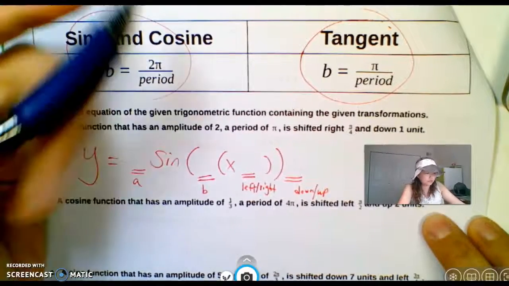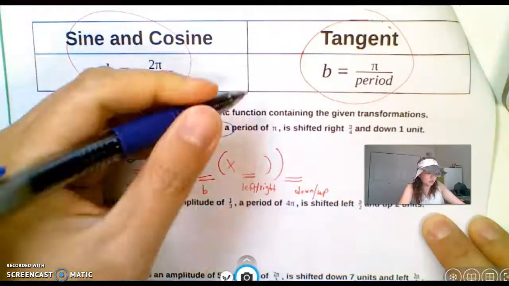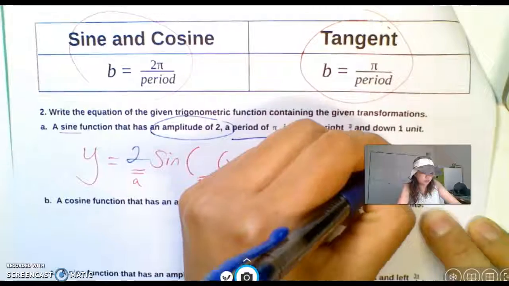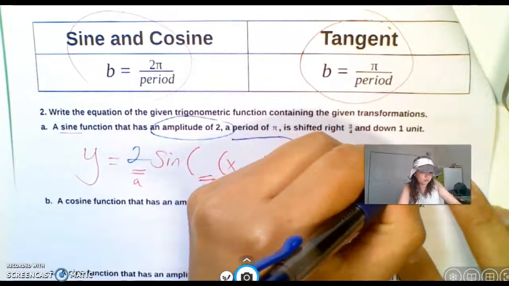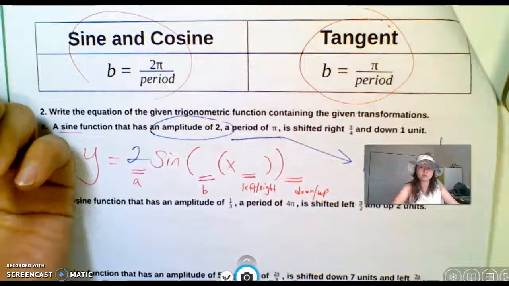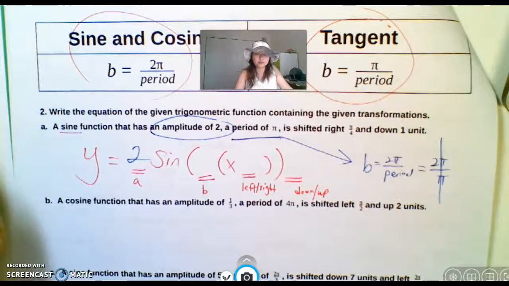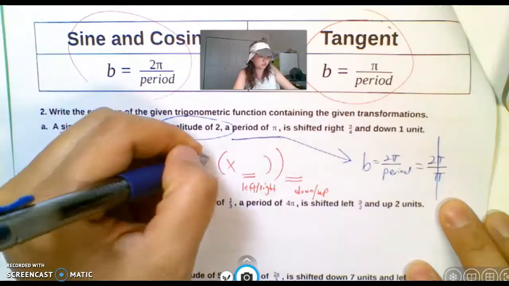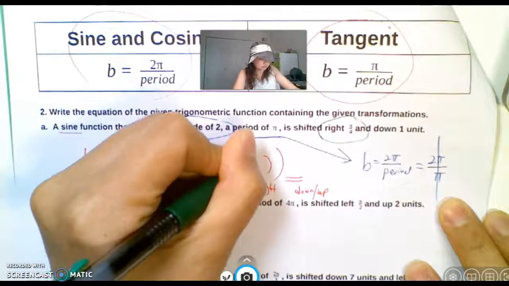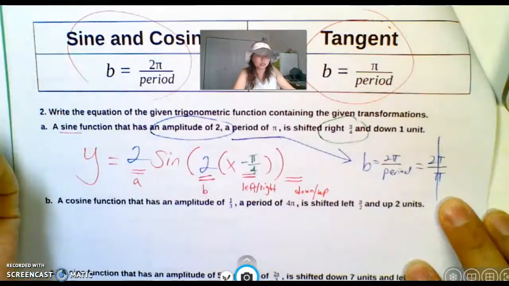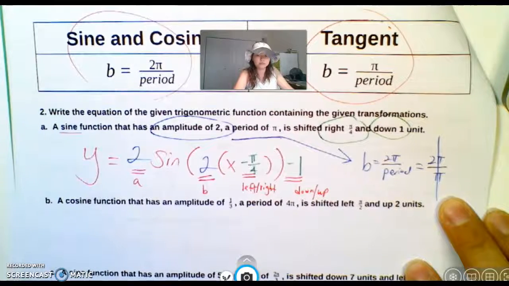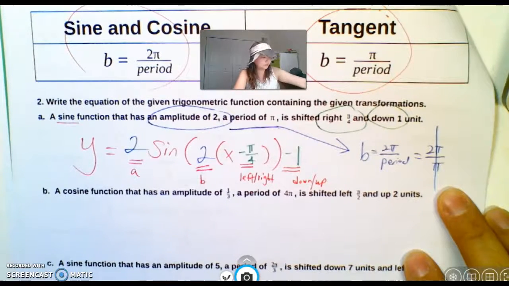So write a sine with an amplitude of 2. So 2 goes right there. Period of pi. That means b is 2 pi divided by period. So period of pi means 2 pi divided by pi. The pi's cancel out, so it'll be just 2 right there. Shift to the right pi over 4. Please, you're not going to make that mistake anymore. The opposite signs, right? Down 1. I love downs. Done. Not too bad, is it?